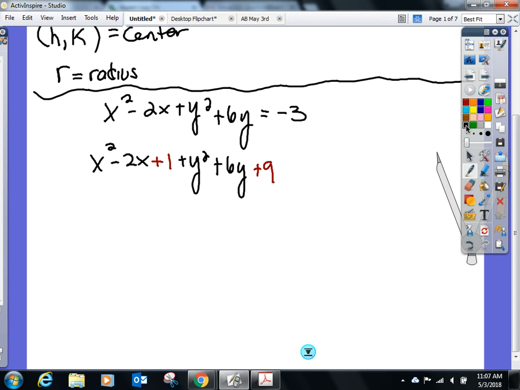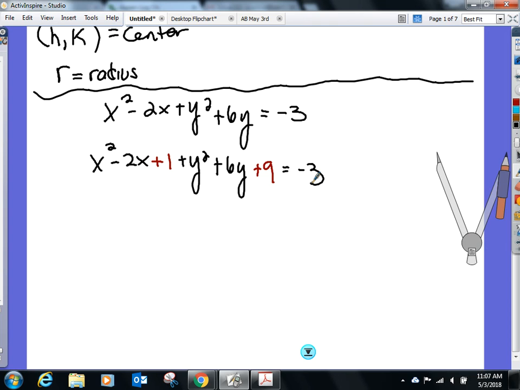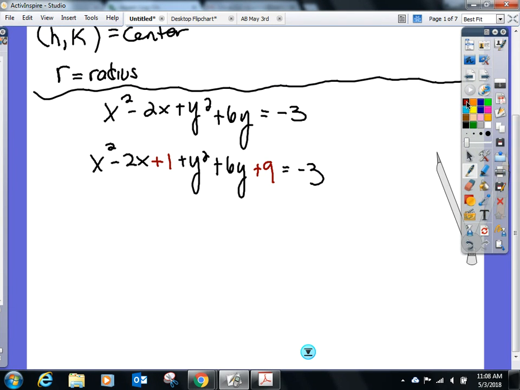Here's the part I always, every year, we forget. It's tipping to the left. Why is it tipping to the left right now? Because I added 10 to the left, but did not add 10 to the right.